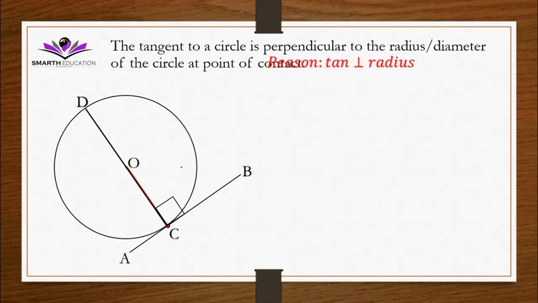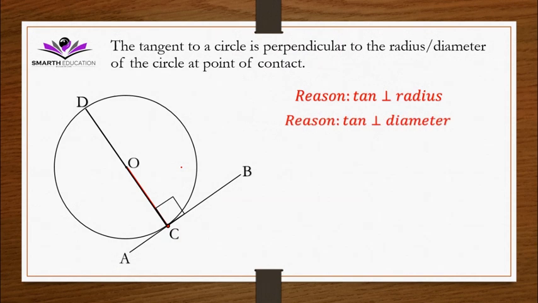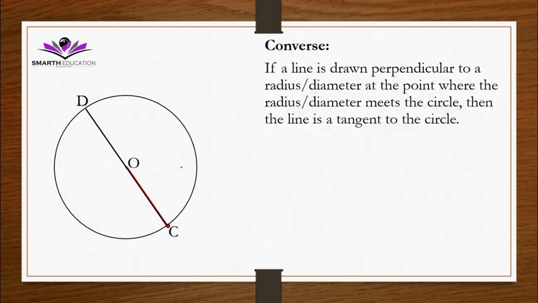Now, the reason you write, you can say tangent perpendicular to radius or tangent perpendicular to diameter. Okay. The converse now says, if a line is drawn perpendicular to the radius or diameter at the point where the radius or diameter meets the circle, then the line is a tangent to the circle.